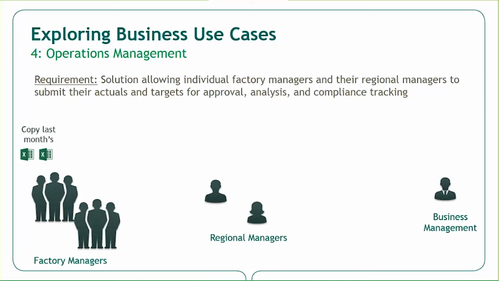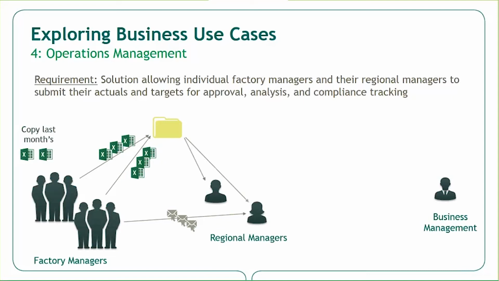Every month, the factory managers would take a copy of last month's Excel workbook, delete the actuals from the last month, and then enter in the values for the current month. Each factory manager created a single workbook for his or her factory, posted it to a shared network folder, and then emailed their regional manager to let them know that the data was available for their review.